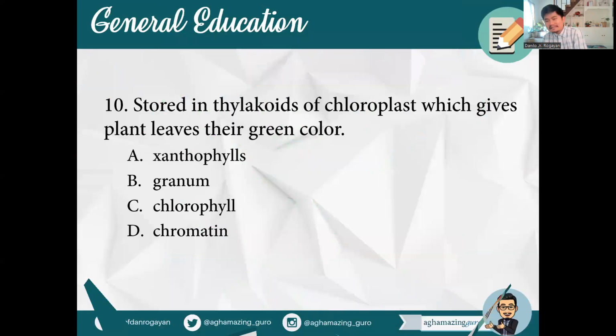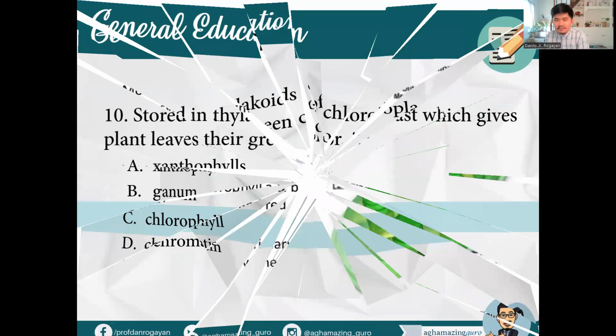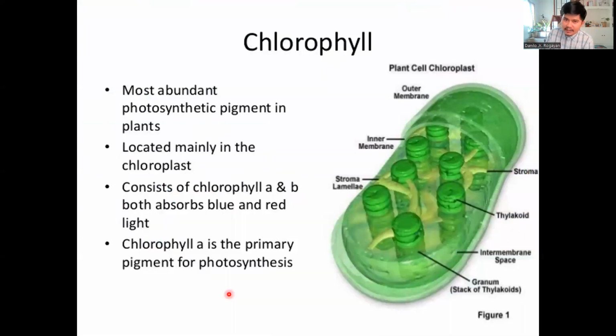Right? So last question, stored in thylakoids of chloroplast, which gives plant leaves their green color. A. Xanthophylls, B. Granum, C. Chlorophyll, D. Chromatin. Okay, so which of this is the right answer? Of course, that is chlorophyll, stored in the chloroplast, which gives our leaves the green color. Kasi yung green color, yun yung nare-reflect back to the atmosphere. Kaya yun yung nakikita ng ating mga mata.